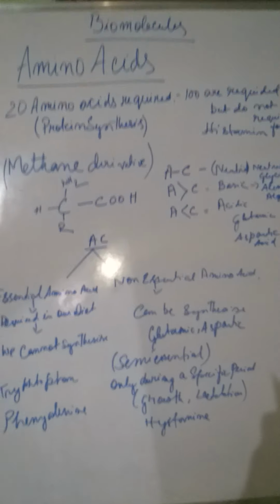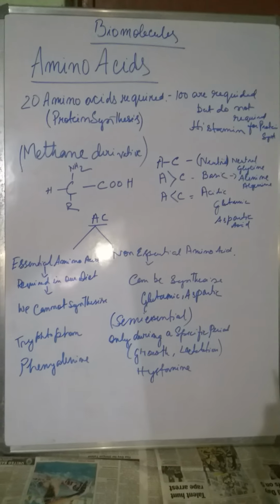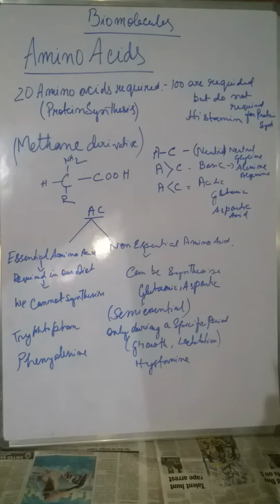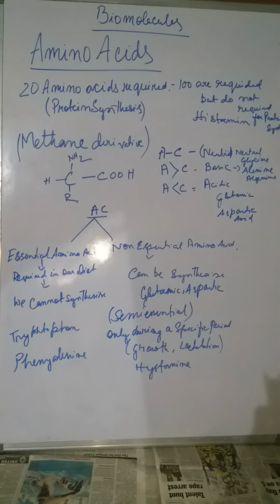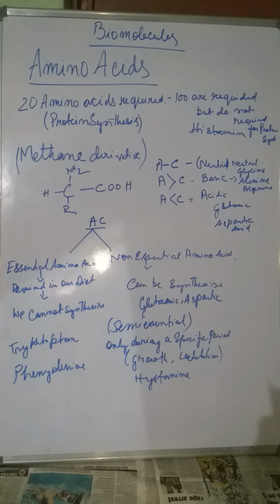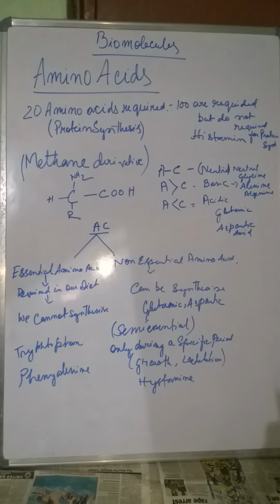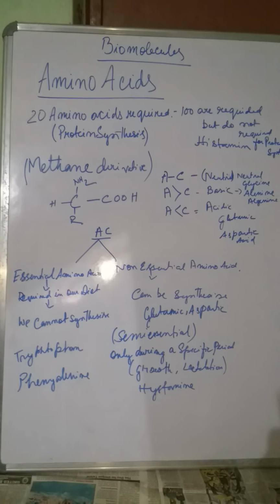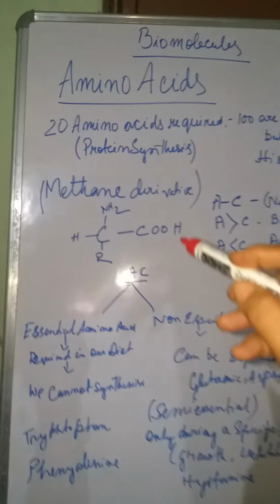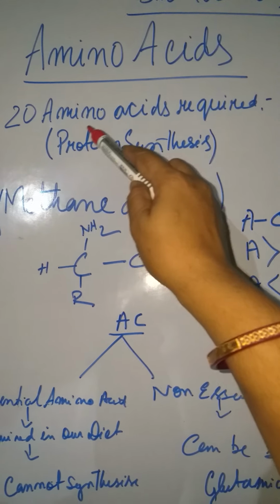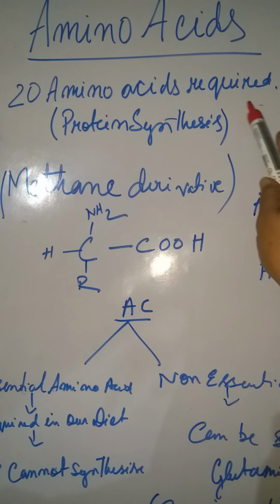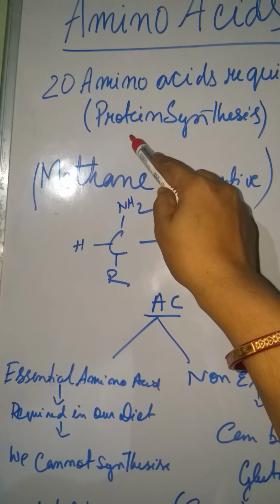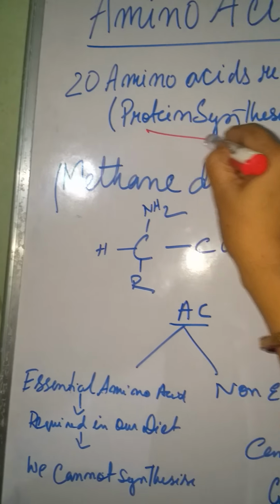Now you see, today's class we are dealing with biomolecules. In our previous chapter we had done the major polysaccharides. Today we are dealing with amino acids. You can easily see here we have 20 amino acids, and that is what we require for protein synthesis.